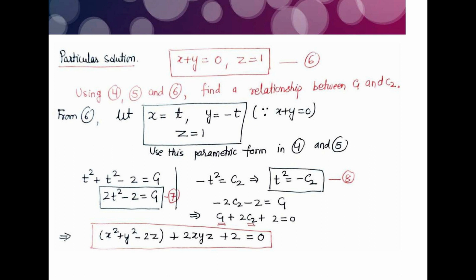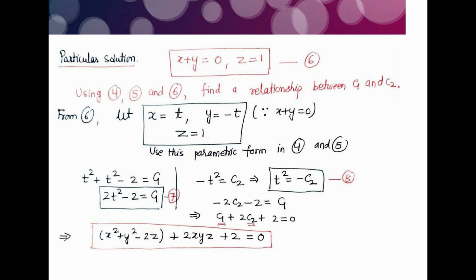Now we have three equations in terms of x, y and z, and two constants c1 and c2. Using these three equations we try to find some relation between c1 and c2. Once we have that relation, we just put the values of c1 and c2 in terms of x, y and z, and we get the particular solution. Now how to do that?